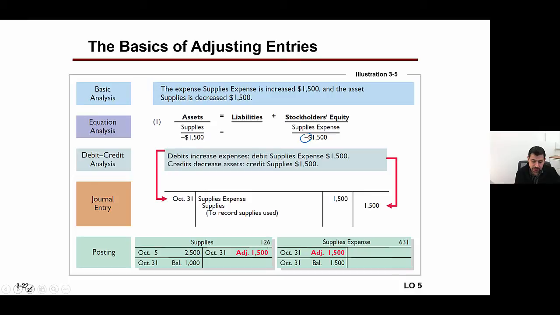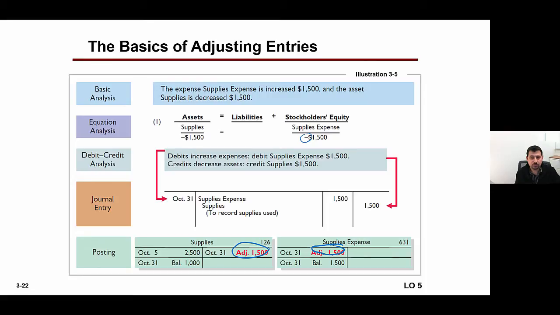Now as you can see here, it is important to indicate that this is an adjusting entry, to make sure that this is distinguished from the original entries. Without those adjusting entries, the net income would have been overstated by $1,500. Why? Because we would have the same revenues, but expenses would be understated by $1,500.